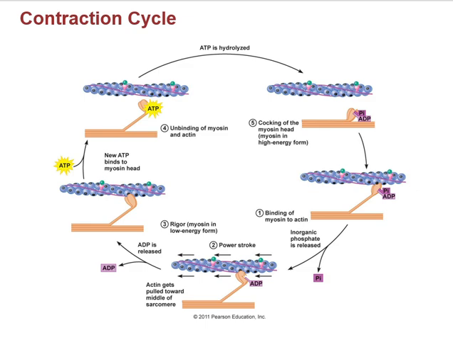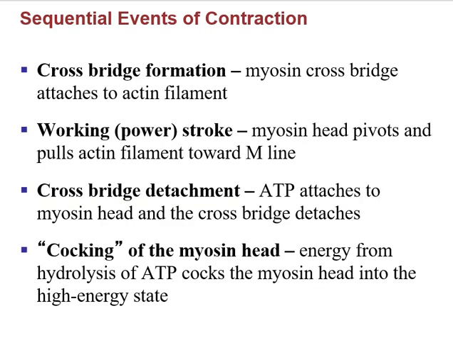Where myosin is then going to bind to actin, then release inorganic phosphate, bind stronger, do the power stroke, then detach once it binds new ATP, and then keep going. It is the hydrolysis of ATP that resets the myosin head, but this repeats over and over again as long as calcium and ATP are present and available.